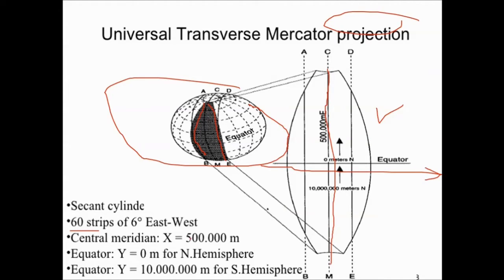So the value of x is given as 5 into 10 to the power 5, just to mitigate or negate those negative numbers, if any. At the equator, we have y equal to 0 for the northern hemisphere, and for the southern hemisphere, the y value will be equal to 10 to the power 6, right? Why that is, we'll shortly see.